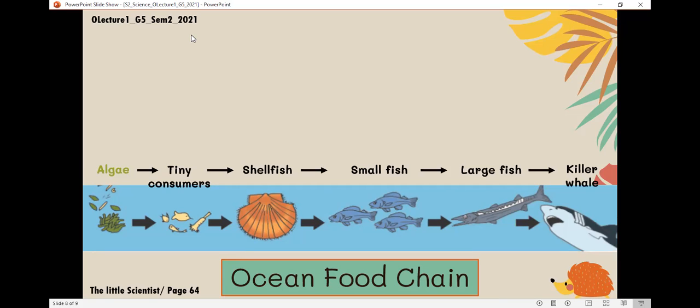Who is the producer in this food chain? The algae. Who is the herbivorous consumer? The tiny consumers. The primary consumers are always the herbivorous animals. Consumer number one are herbivorous animals, because they eat the green plants. Bravo.